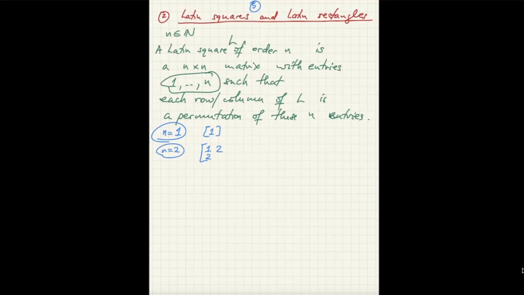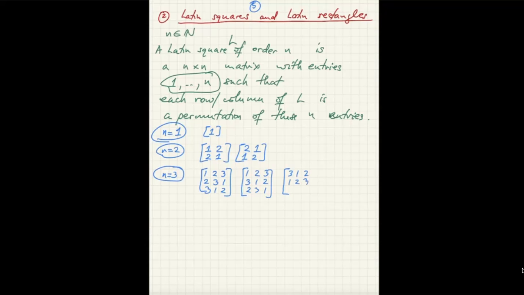When n equals 2, we have two Latin squares. There's 1, 2, 2, 1, and you can change the order and get 2, 1, 1, 2. These are the only two Latin squares. And then the number grows. For n equals 3, we can do 1, 2, 3, 2, 3, 1, 3, 1, 2. If we shift the other direction, we can do 1, 2, 3, 3, 1, 2, 2, 3, 1. And of course, you can start permuting rows and columns, so you can do 3, 1, 2, 1, 2, 3, 2, 3, 1, and so on. You could have many more possibilities.